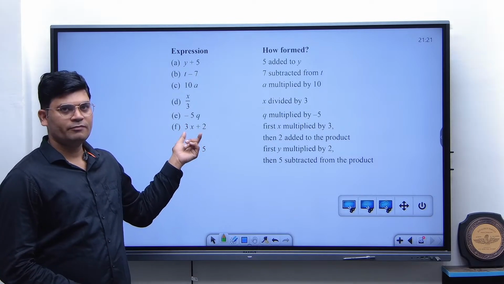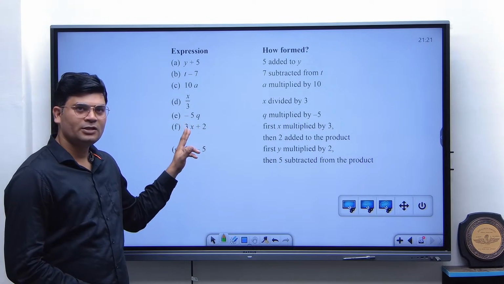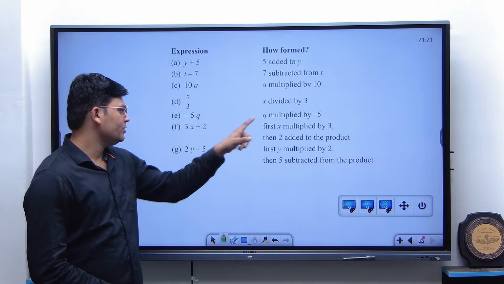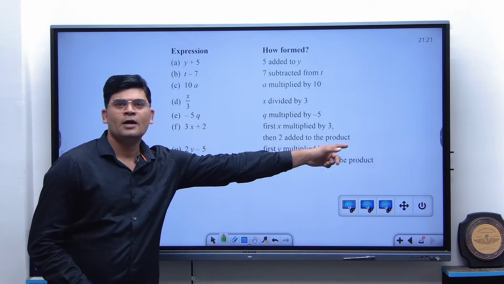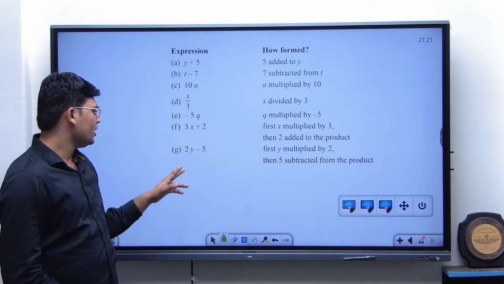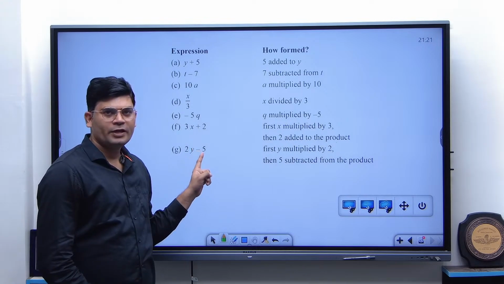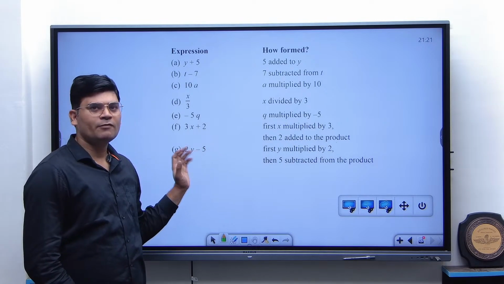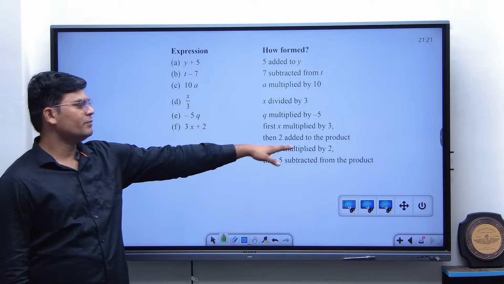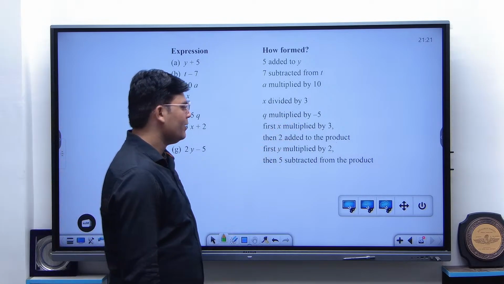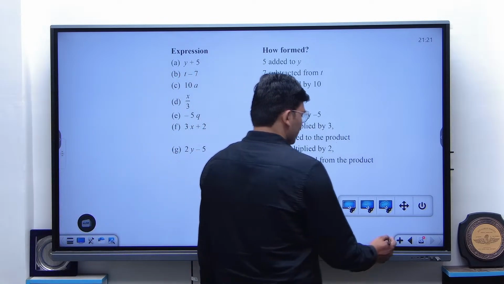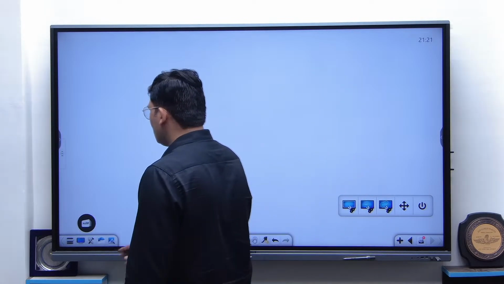Two operations. First operation is x is multiplied by 3. So a number is multiplied by 3 and then 2 is added to the product. Whatever we are getting is a product. Twice a number and then 5 is subtracted from the product. Or you can say first y is multiplied by 2, then 5 is subtracted from the product. We can use different terminologies for all this.